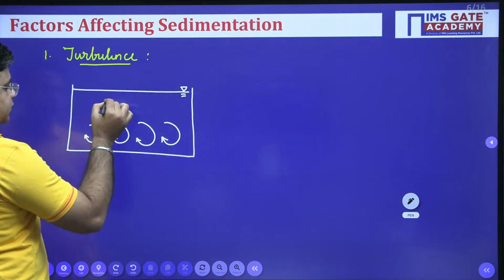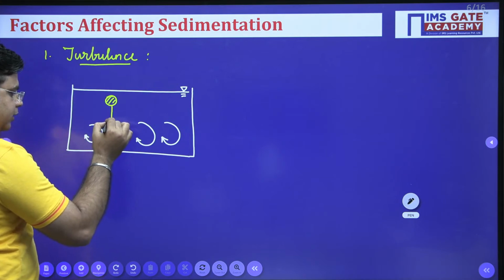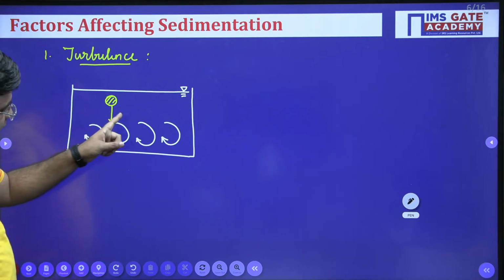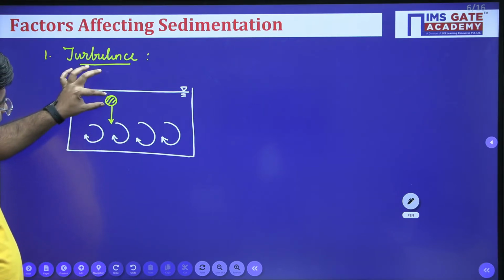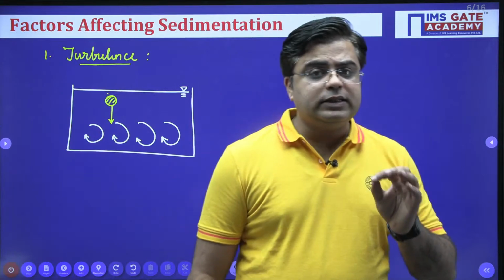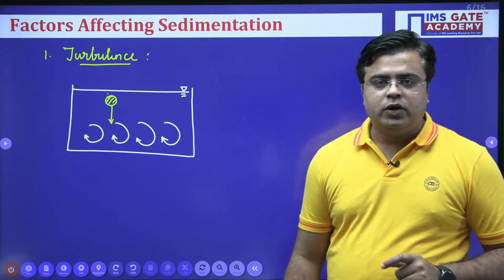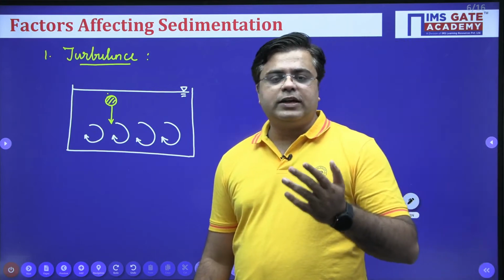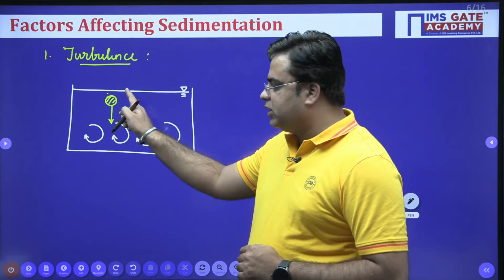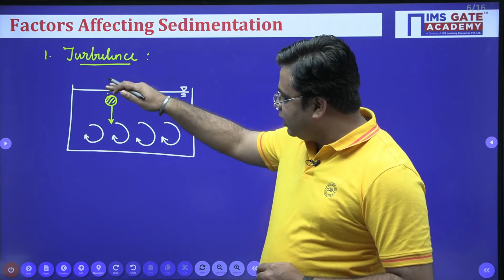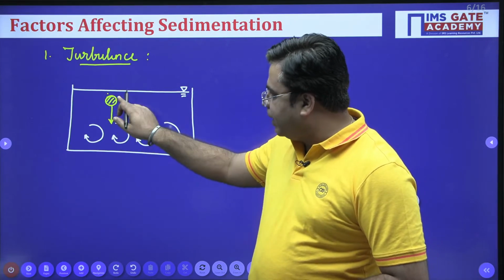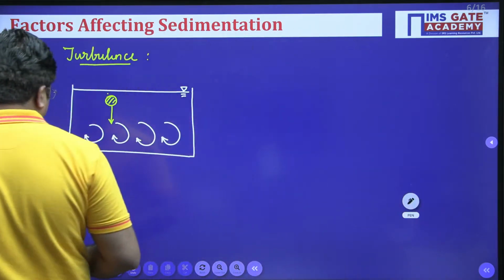This is my solid which is trying to settle at the bottom of this tank, but these eddies will not allow the settling of solids. These eddies will again send these solids back to the suspension. Okay, so whenever eddies are there, these eddies hinder the settling of solids. So in simple words, we can say that more the turbulence, lesser will be the settling of solids, because these eddies will again send solids back to suspension. The tendency of this solid is to settle at the bottom of the tank, but due to these eddies, it is again sent back to the suspension. So more the turbulence, lesser will be the settling.